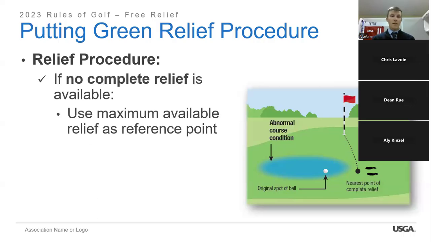And again, if no complete relief is available, use maximum available relief. I've seen a diagram where it's basically a donut or a moat of water around the hole. There's no clear way through where that water isn't going to be affecting your line of play. So we're just going to choose perhaps the point where it's the shallowest water or the narrowest part of the water. But there might be an occasion where there's nowhere on that green where there's going to be no interference. So we're going to be using maximum available relief at that point.